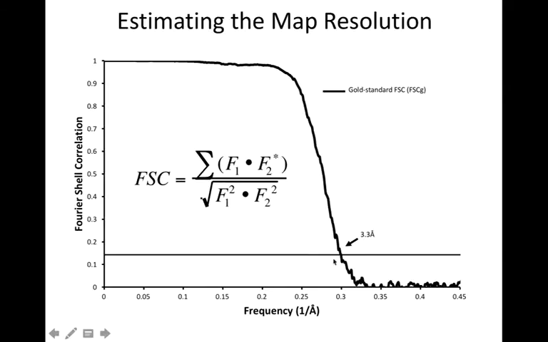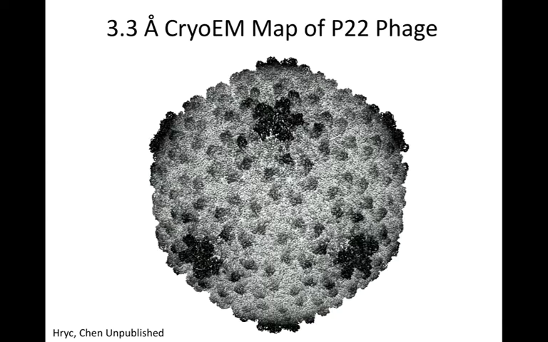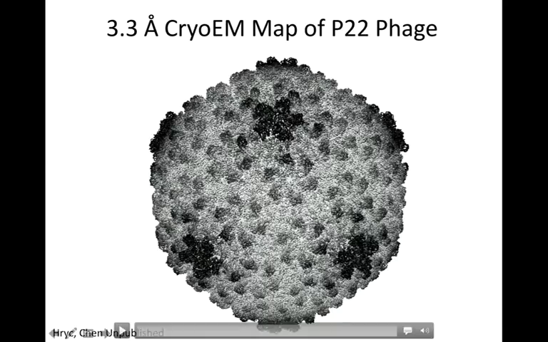It has been analytically demonstrated by Richard Henderson that if we use the value of 0.143 for this Fourier cell correlation, it would be a good representative of the resolution of the entire data set to generate a final map. And so in this particular example, we have 3.3 angstrom with 22,000 particle images of P22. And here is a slide to show what you can see at this 3.3 angstrom density map of P22.